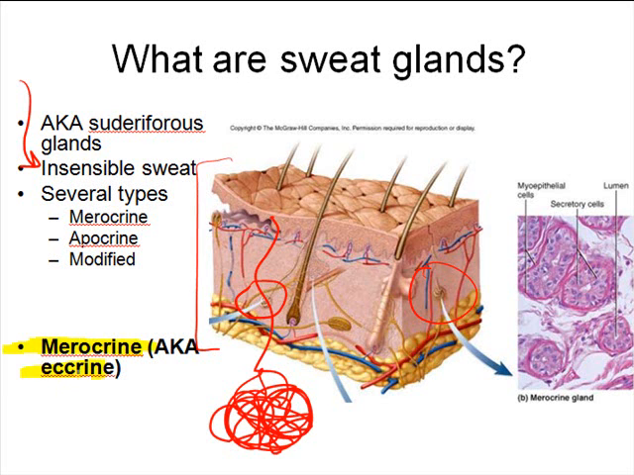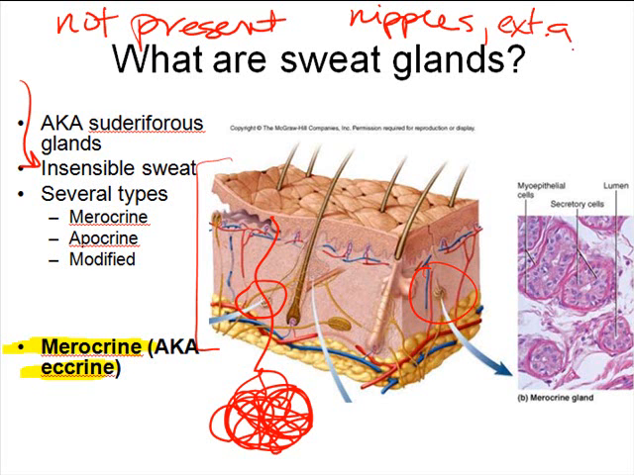You'll sometimes hear these called eccrine sweat glands or eccrine glands. They are the most common type of sweat gland we find in the body. They're pretty much located all over the surface of the skin, with the exception that they're not present in places like surrounding the nipples, the external genitalia, and the axillary region, in other words, your armpits. We see a different kind of gland there.